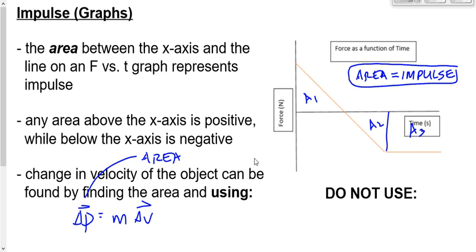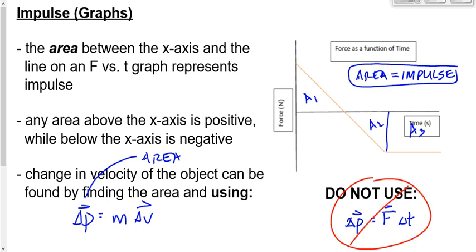Be careful. Do not ever use this equation in the context of a force versus time graph. Why not? It should be valid, right? Impulse or area is equal to F times t. We know the impulse. It's the area. The time is easy. It's just from start to finish in the graph here. The problem is with the force.